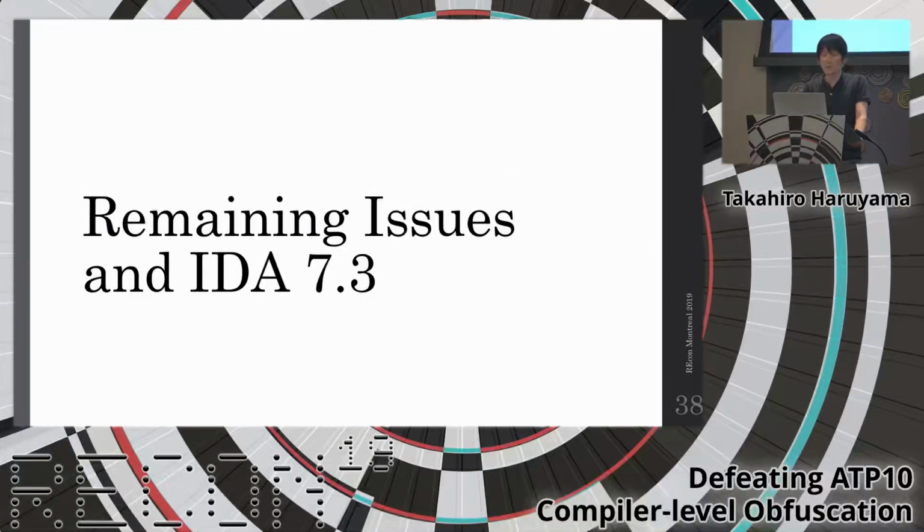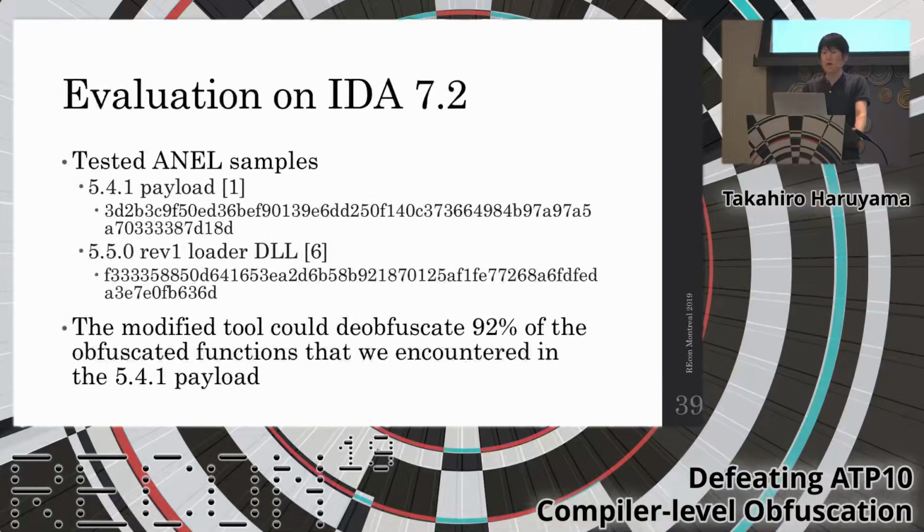I refer to the issues that I got when testing on IDA 7.2 and improvements on 7.3. I evaluated the implementation on IDA 7.2 by using 2 ANEL samples. One is version 5.4.1 payload. The other is version 5.5 loader DLL. The modified tool could deobfuscate 92% of the obfuscated functions that we encountered in the first sample.